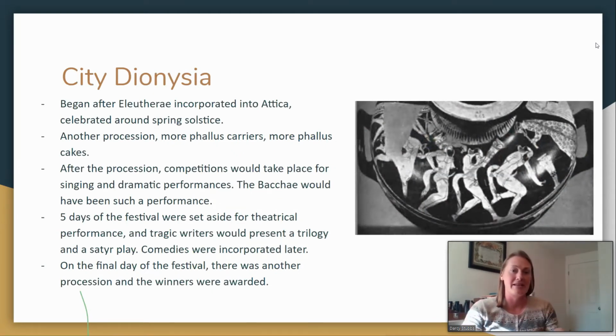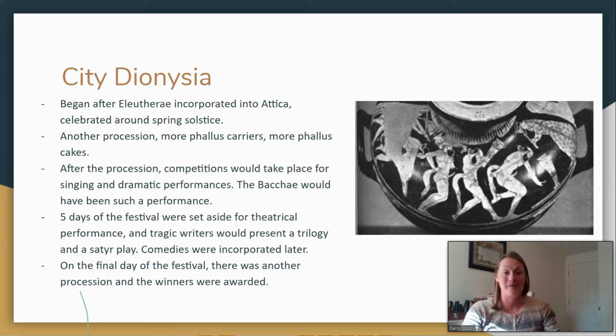We see the city Dionysia. So once Anthesteria was incorporated into Attica, into the region where Athens was, the city of Athens itself started celebrating the city Dionysia. And this would have been around the spring solstice, just a couple of months after the rural Dionysia. Oddly enough, we've got another procession going through town, more phallus carriers, more phallus cakes, more reveling and general merriment. And then after the procession, like Julianne was saying, we start to see these competitions.